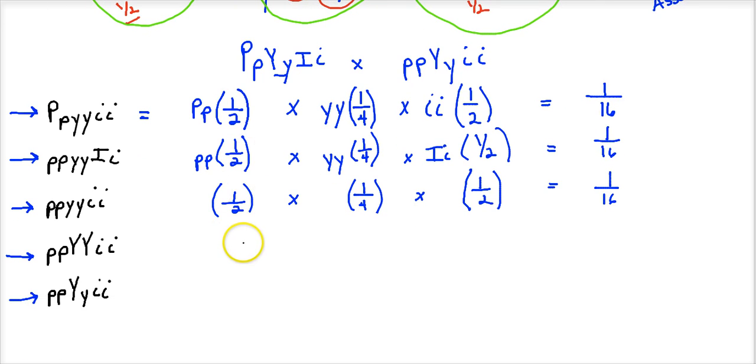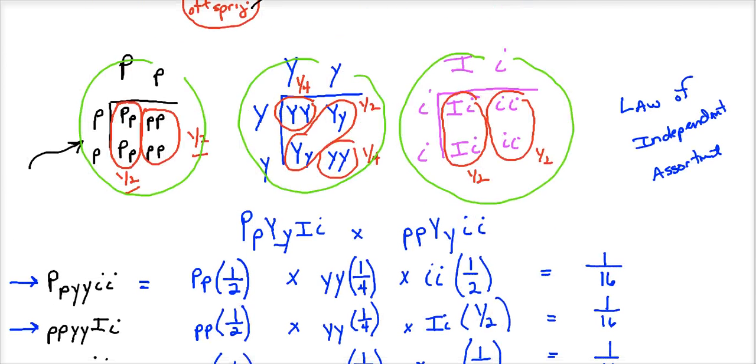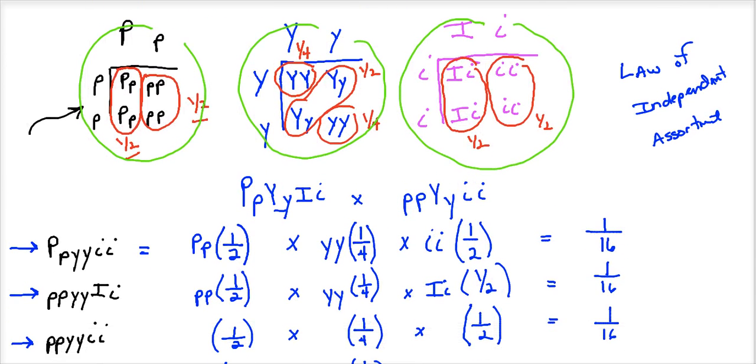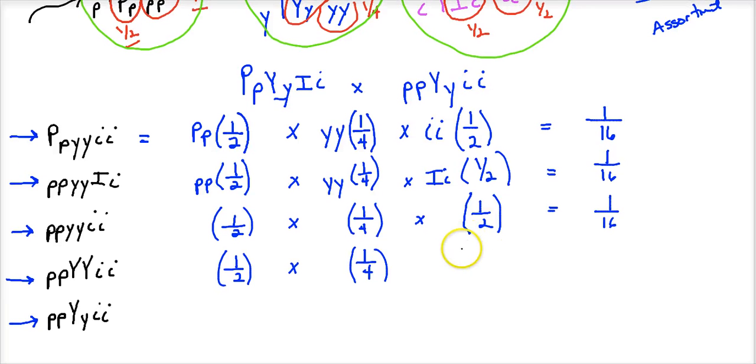Little p is a 1/2 chance times the independent big Y, which is 1/4. Just making sure I got that right. Big Y is... No, big Y is 1/4. The Y's always mess me up. My lowercase y's I have to work on. And little I is 1/2. All right. And you get a 16th again.